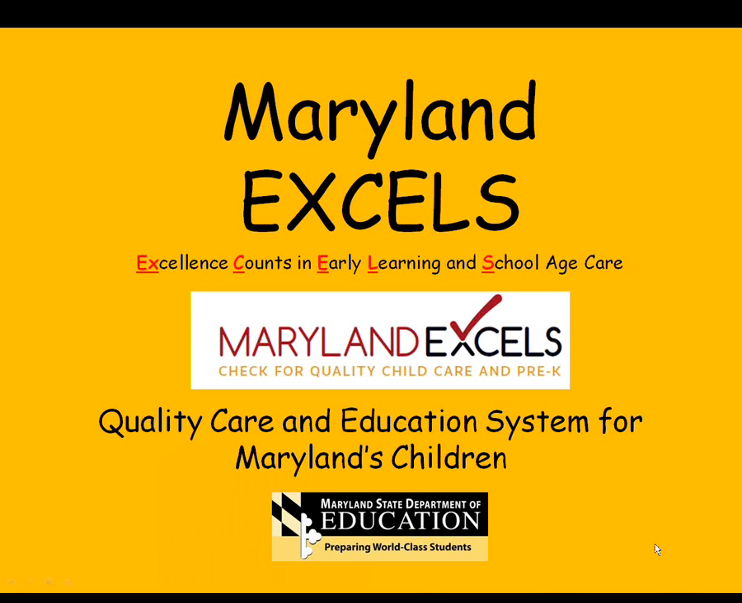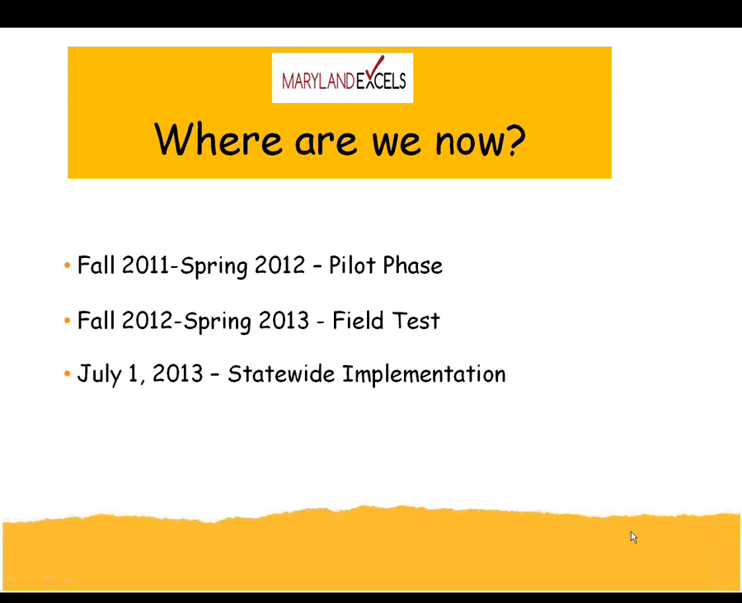Maryland Excels is the name of our QRIS. It stands for Excellence Counts in Early Learning and School-Age Care. We are finishing a pilot and will be going statewide, opening to everyone to participate this July. So this slide gives a little overview of where we are now in the process. Since 2001, Maryland has had a tiered quality rating system, but our participation rates were extremely low. So in 2009, we began a process of revising and updating the system with a large and very diverse group of stakeholders.